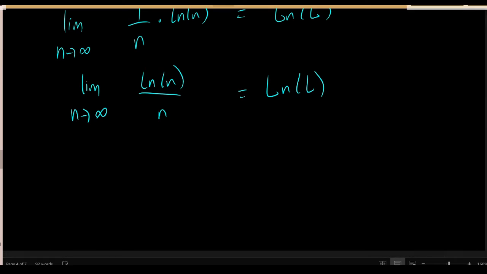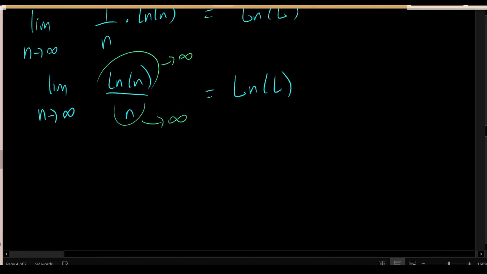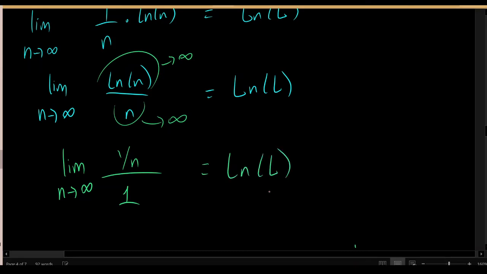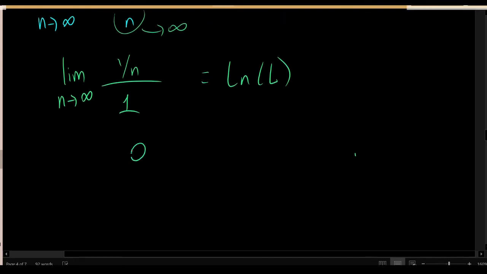Now notice that as n approaches infinity, both the numerator and the denominator individually go to infinity. So that means L'Hopital's rule can be applied. This is the same thing as the limit as n approaches infinity of 1 over n divided by 1. So as n goes to infinity, 1 over n goes to 0. 0 divided by 1 is still 0. And so the natural log of the limit that I'm trying to find is equal to 0.